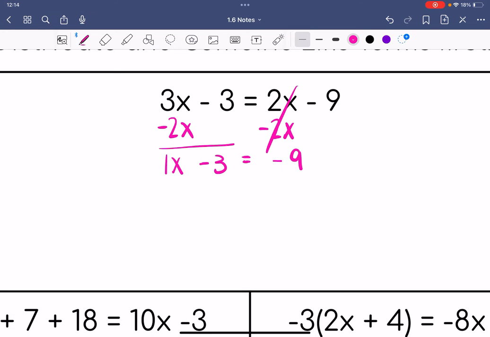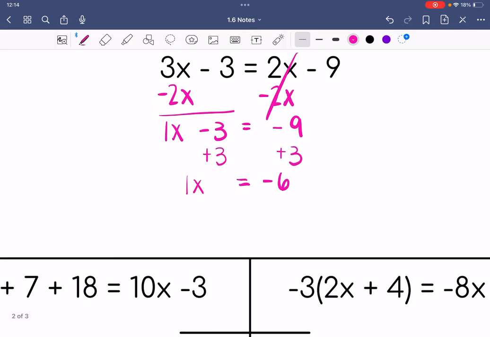From there, it is a normal two-step equation. I'm going to add 3 to both sides. I get 1x on the left. On the right side, negative 9 plus 3 is negative 6. And then to finish out, I'm going to divide both sides by 1, which I really don't need to do because 1x is just x. And I get that x equals negative 6, because negative 6 divided by 1 is just negative 6. So again, I really didn't need to do that very last step of dividing by 1, but I went ahead and did it.